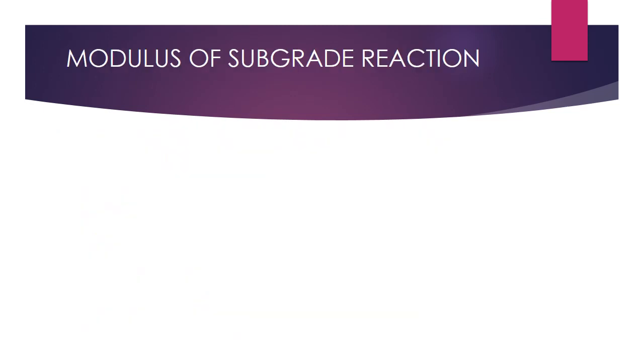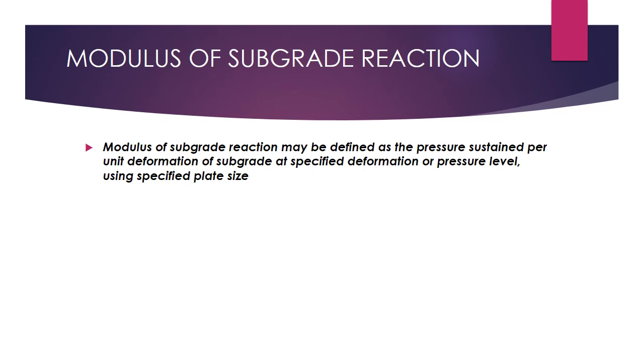Modulus of subgrade reaction. Modulus of subgrade reaction may be defined as the pressure sustained per unit deformation of subgrade at specified deformation or pressure level using a specified plate size. Modulus of subgrade reaction is usually found out by conducting a plate load test, in which we will see, for a certain pressure level or specified deformation, what the corresponding value is, and we will try to calculate the modulus of subgrade reaction using a formula that we will discuss later.